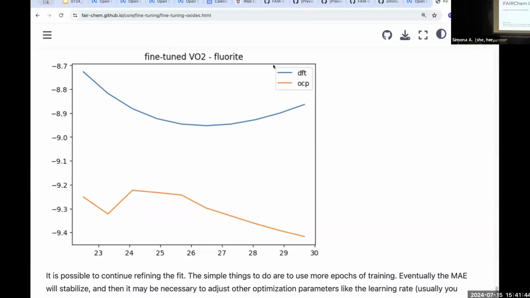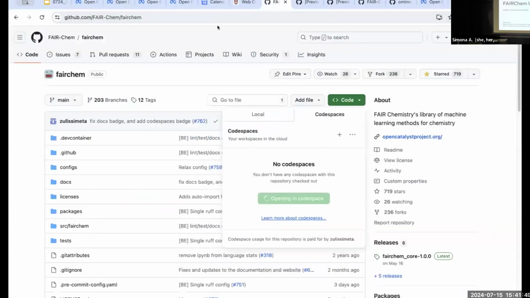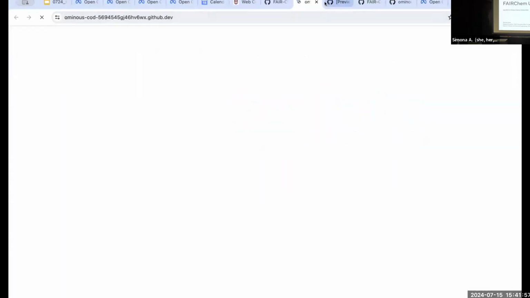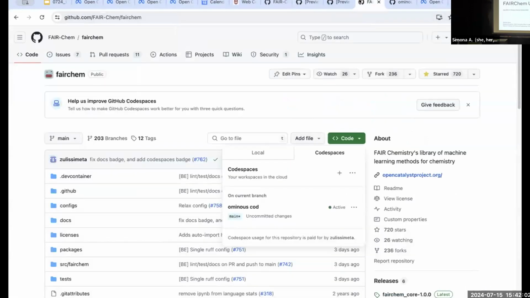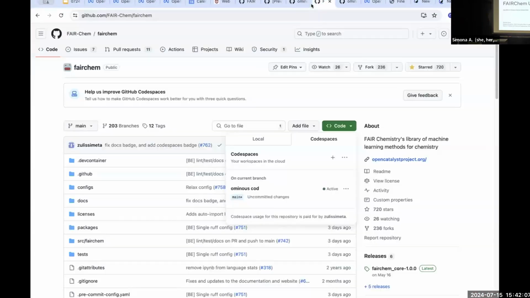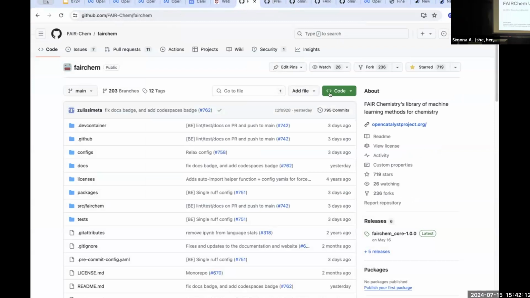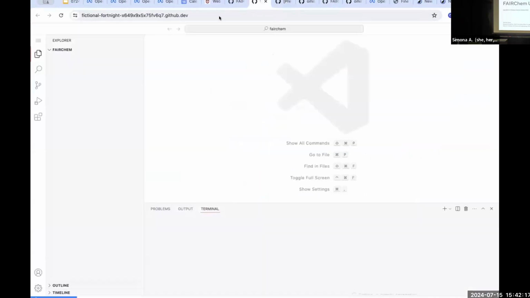So let me just show real quick. And again, this is mostly to convince you that this is a real tutorial and not just a cooked up example. Let's go ahead and reconnect. See if we can find this. We'll give this another few minutes.